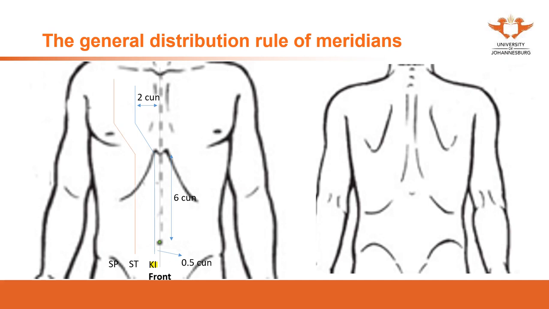The stomach meridian goes to the next line, similar to the kidney meridian, but the distance doubles, from 2 cun to 4 cun. The spleen meridian goes even further. So those are the three foot yin meridians distributed in the chest. That's how it looks. The other side is the mirror, similar. It goes up like that, so it's like a mirror on the other side.